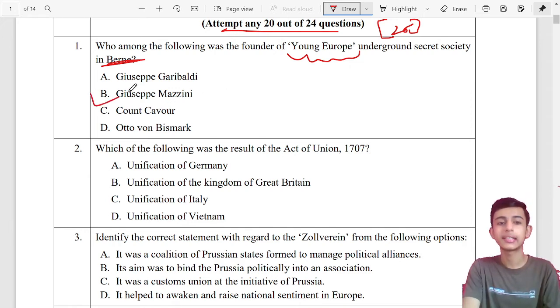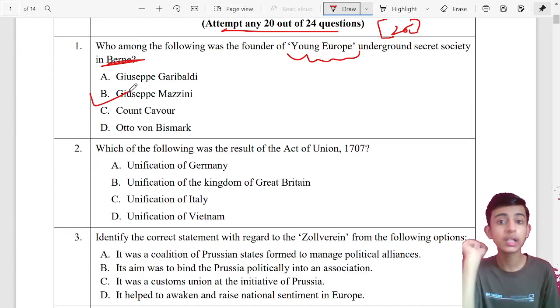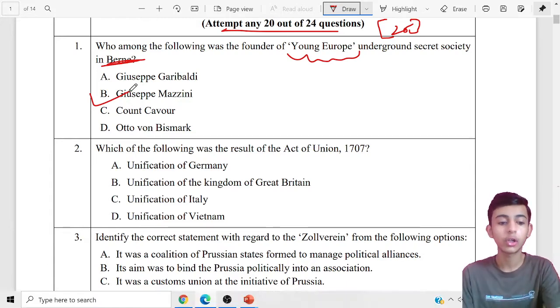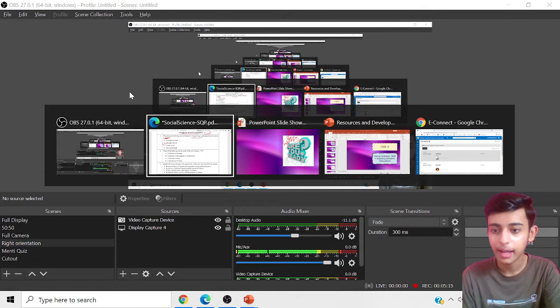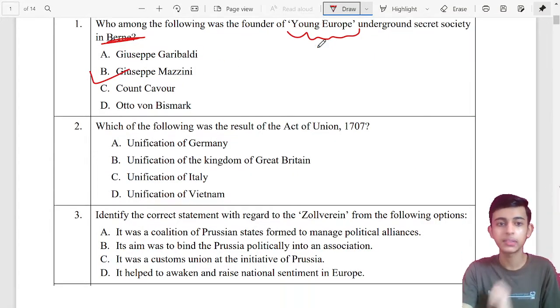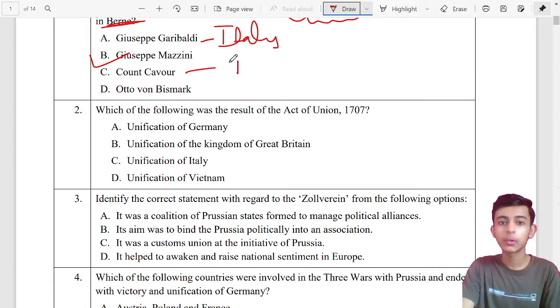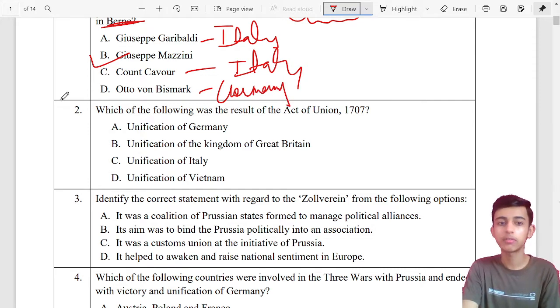Yes, it is Giuseppe Mazzini. He was the Italian revolutionary. I told you in the MCQ series of this chapter who founded the secret society known as Young Europe. Is the voice clear? Okay, I was just confirming. So Giuseppe Mazzini founded the Society of Young Europe. Giuseppe Garibaldi was in the unification of Italy. Count Cavour also worked for Italy, and Otto von Bismarck for the unification of Germany, not related to secret society formation.